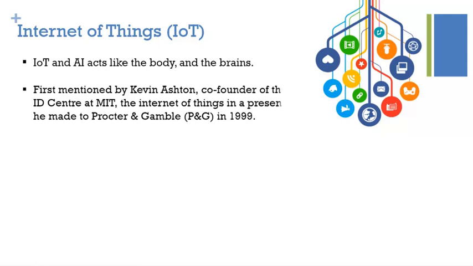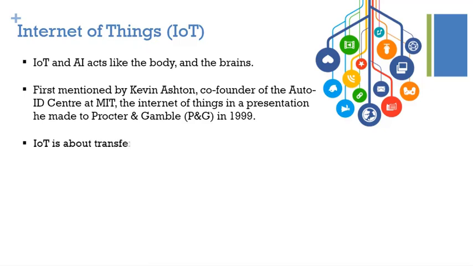The Internet of Things was first mentioned by Kevin Ashton, co-founder of the Auto ID Center at MIT, in a presentation he made to Procter & Gamble (P&G) in 1999. IoT is about transferring data without or with human intervention.